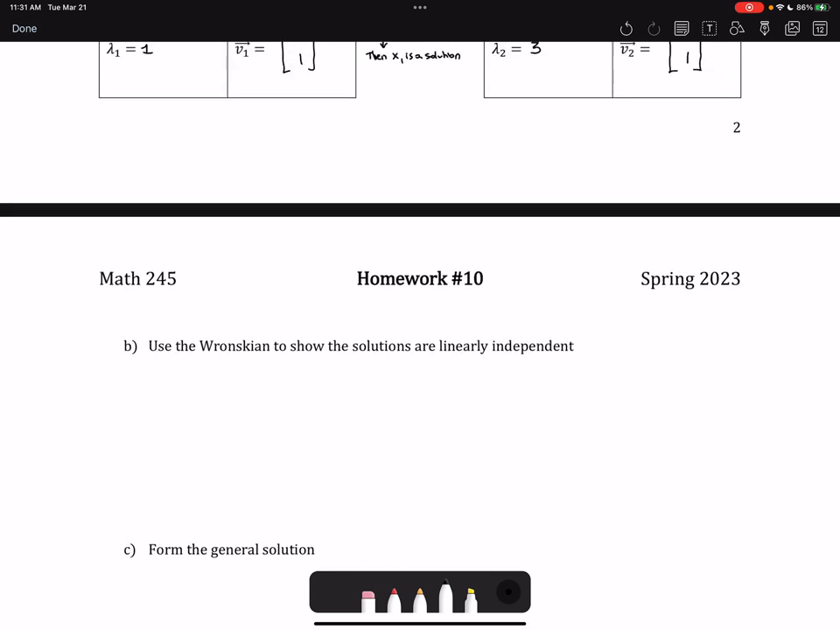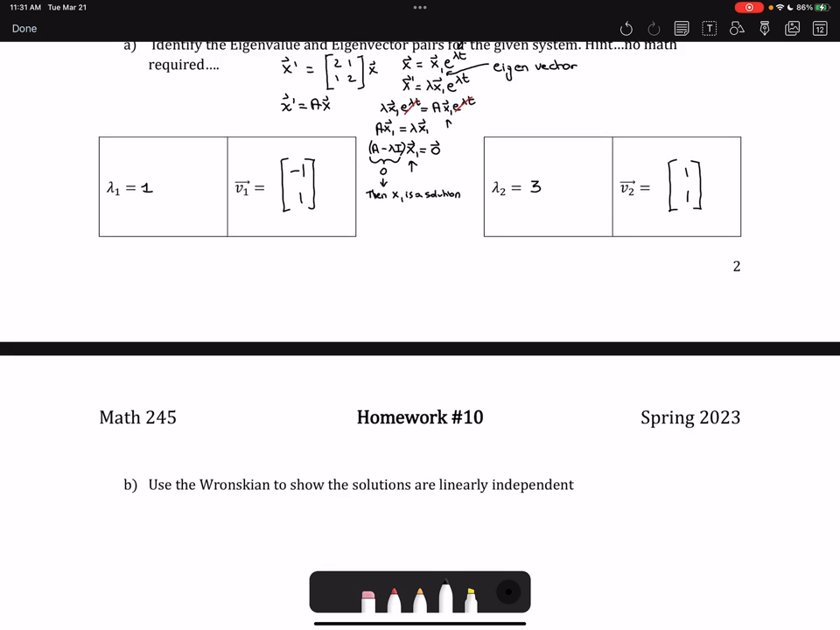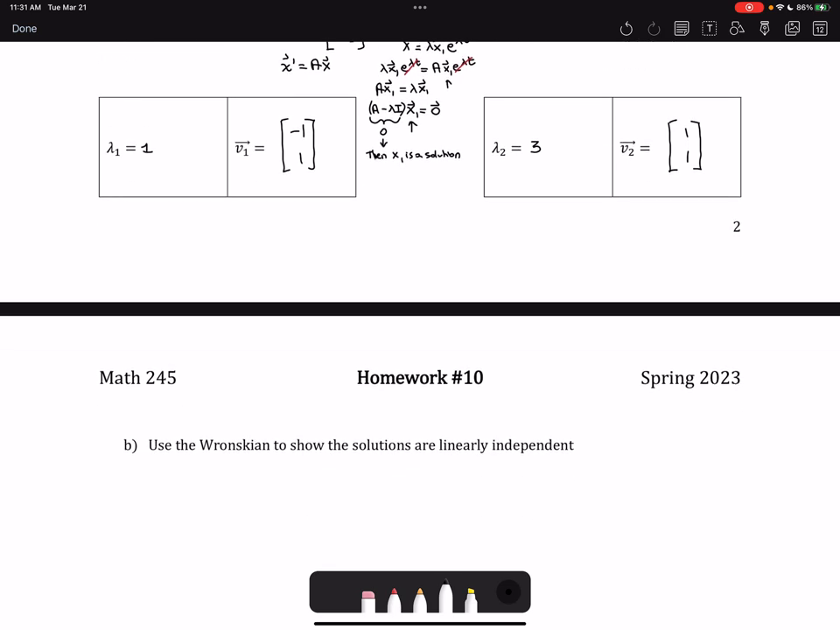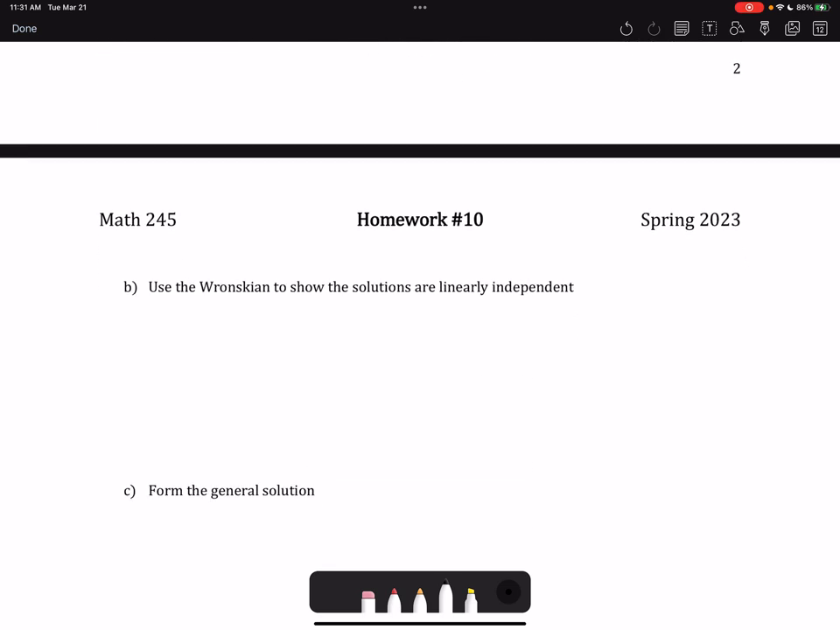Part B says use the Wronskian to show that the solutions are linearly independent. So the Wronskian for vectors is going to be the determinant of the matrix that has our two solutions, x1 and x2.